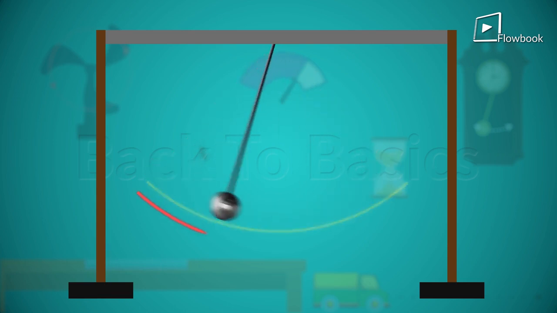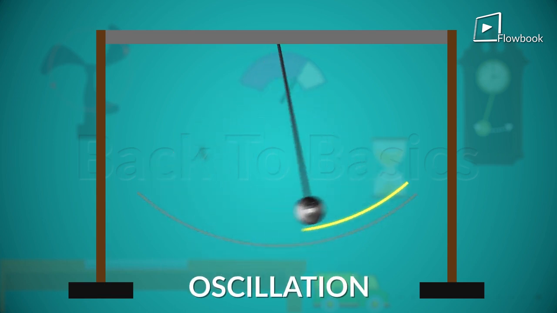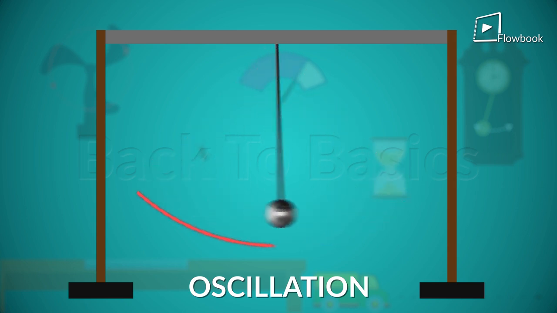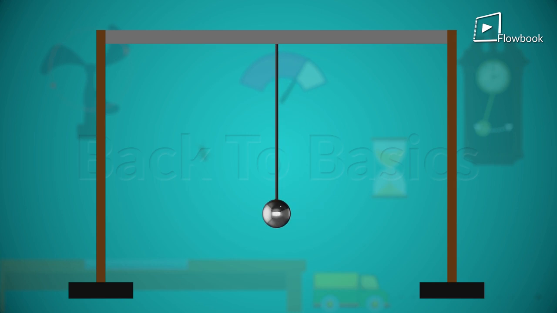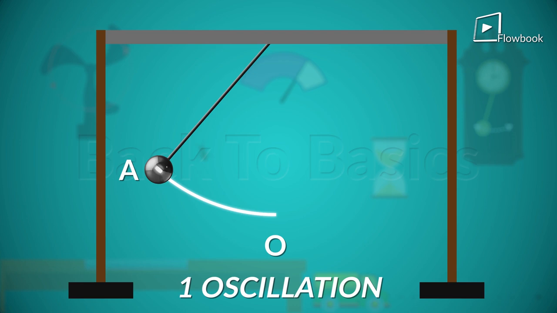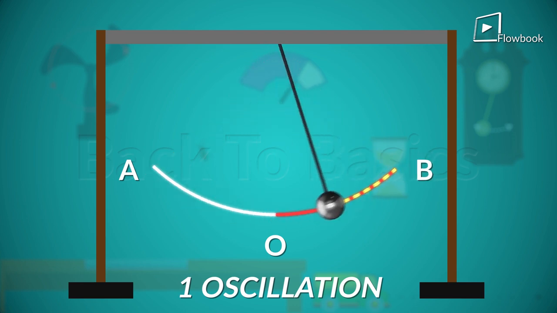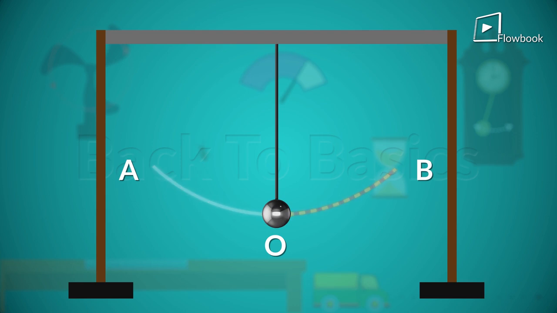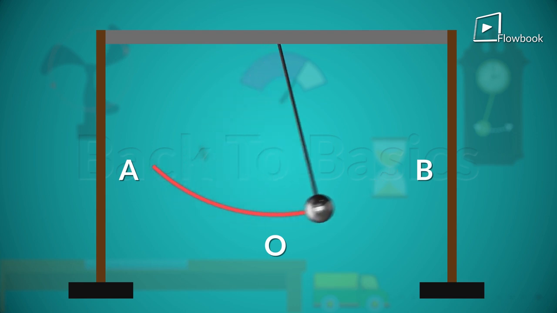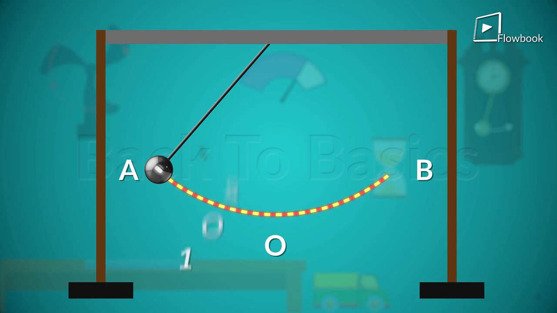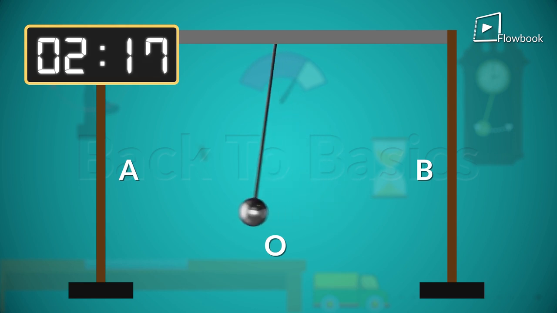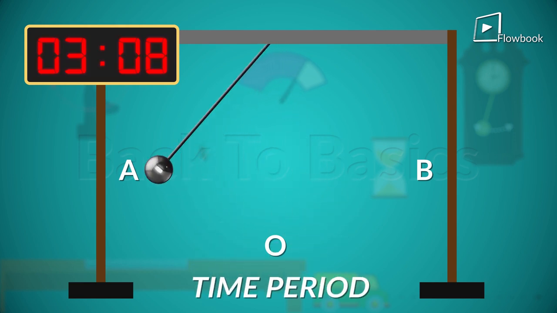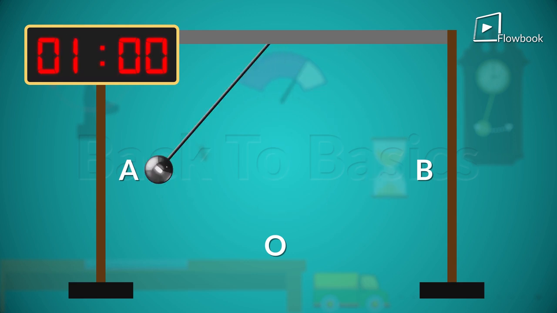This to and fro motion of a simple pendulum is called oscillation, and the pendulum is said to have completed one oscillation when its bob, starting from its mean position O, moves to A, then to B, and back to O. Also, the movement from point A to B, then to A is also one oscillation, and the time taken for the pendulum to complete one oscillation is its time period, and the number of oscillations that happen in 1 second is called its frequency.